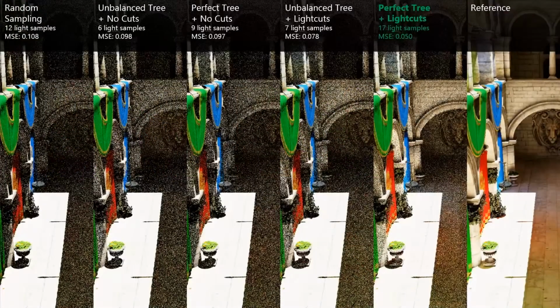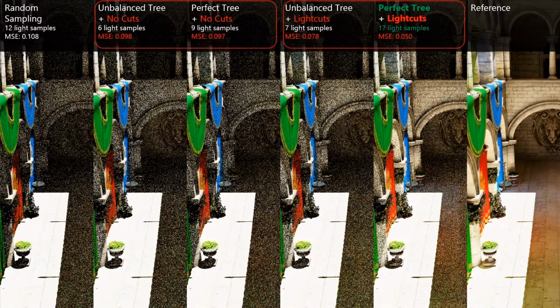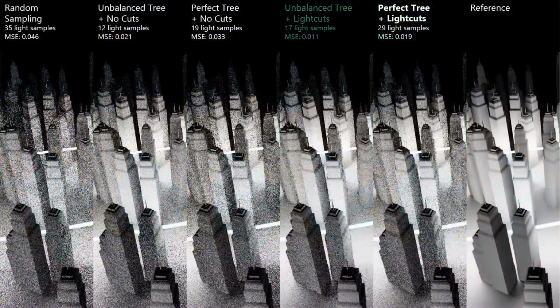In the quite expansive scene, our perfect tree with light cuts generates the result with the lowest MSE. Also notice that method with light cuts achieves lower MSE than method without light cuts, but all these methods produce lower noise than uniform random sampling. In the Cornell box, we have the same observation. However, it's not always the case that the perfect tree produces lower noise than unbalanced tree. In this scene, unbalanced tree with light cuts provides the best quality.